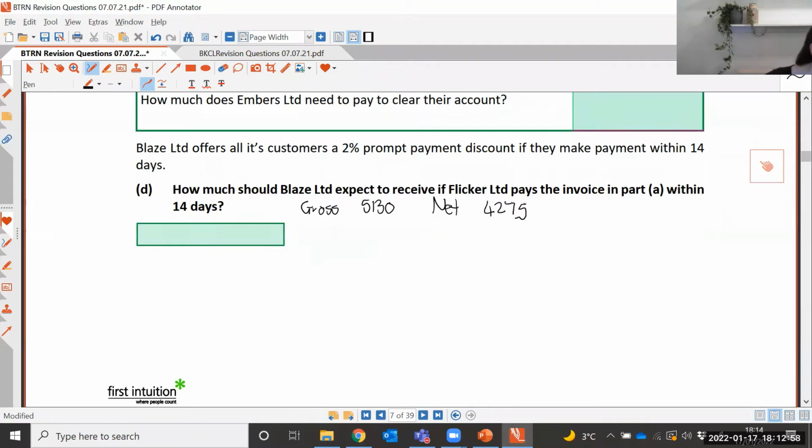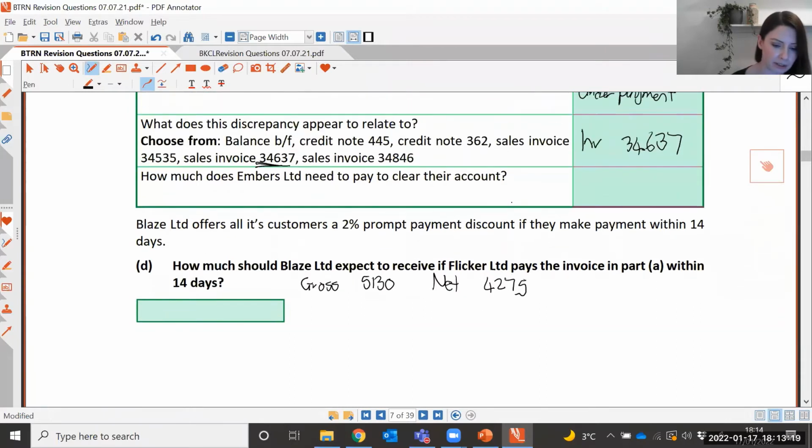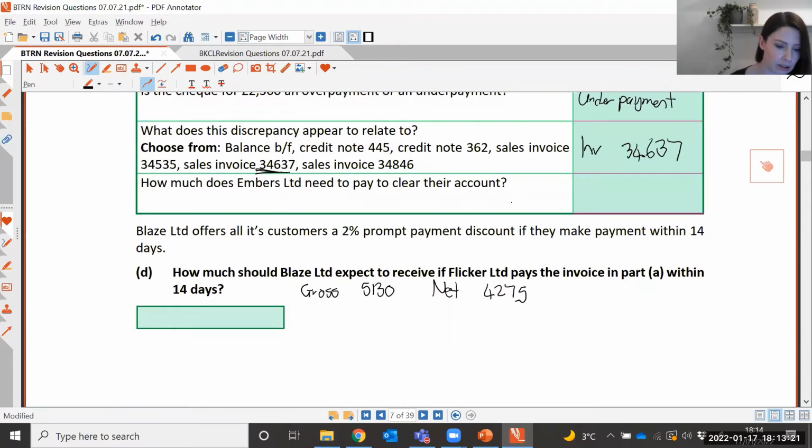Okay, so part D. So Blaze Limited offers all its customers a 2% prompt payment discount if they make payment within 14 days. How much should Blaze Limited expect to receive if Flickr Limited pays the invoice in part A within 14 days? Oh, did I miss a box? Sorry. We'll come back to that in a minute. Now I've started this one. Sorry.